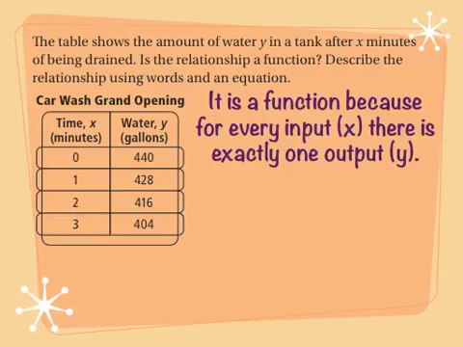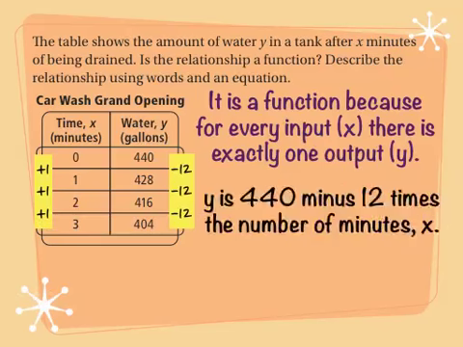Using words, notice as my X value goes from 0 to 1, 1 to 2, 2 to 3, as my X value is increasing by 1, my Y value is decreasing by 12. 440 minus 12 is 428. 428 minus 12 is 416. 416 minus 12 is 404. And while that's happening, I'm adding 1 to each X value. So describing this relationship using words, I can say as X is increasing by 1, Y is decreasing by 12.